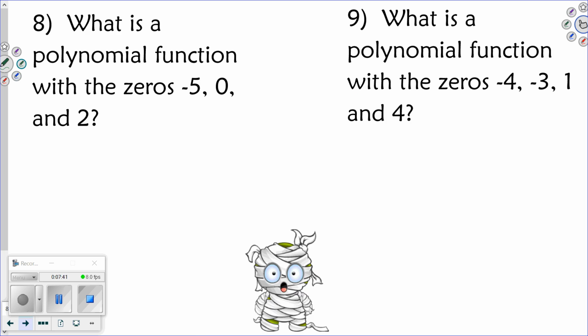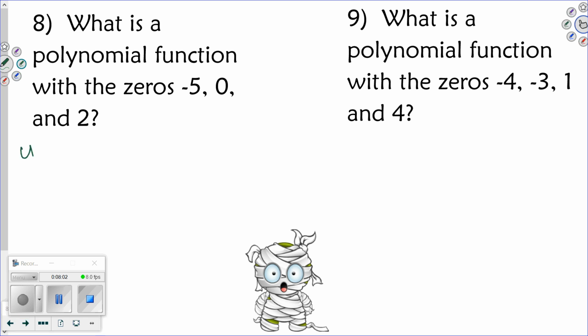All right, so let's take a look at number 8. What is a polynomial function with zeros of negative 5, 0, and 2? Right now, my final answer should be what degree? 3. So what's the fancy word for that? Cubic. Good. It should be cubic because there's 3 answers, right?